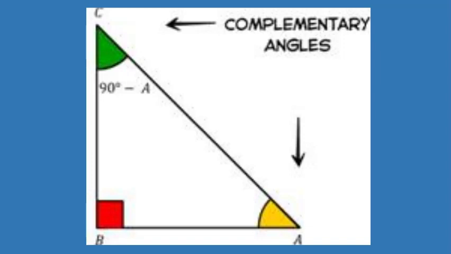In this triangle, angle B is 90 degrees, which is marked with the red. Then angle A and angle C are complementary angles. So if you want to find angle C, then we can write it as 90 minus A, because angle A plus angle C is equal to 90 degrees.